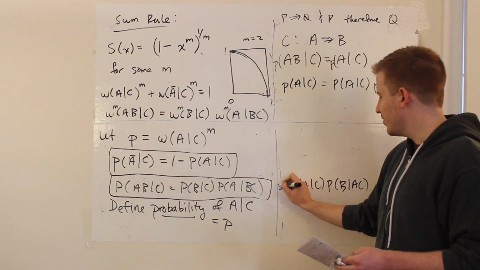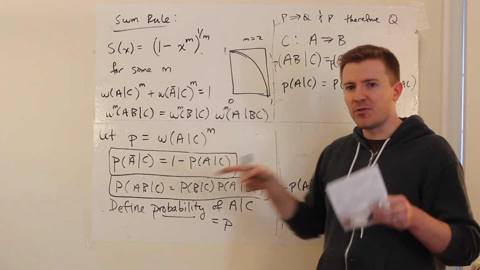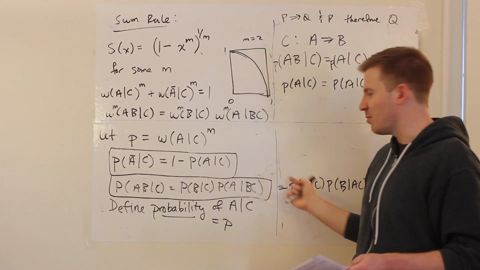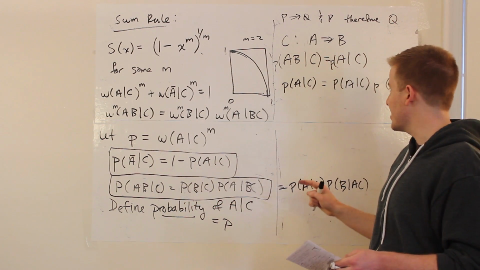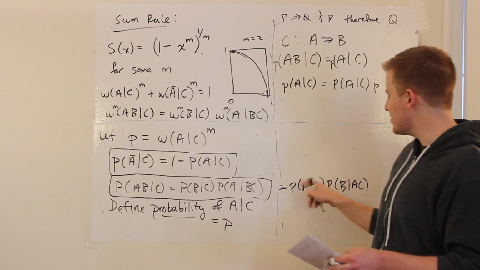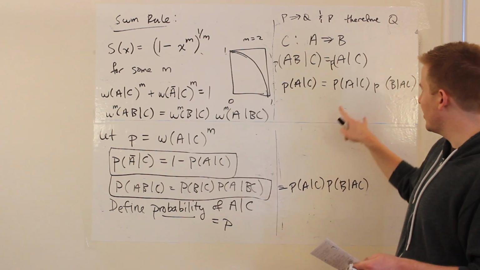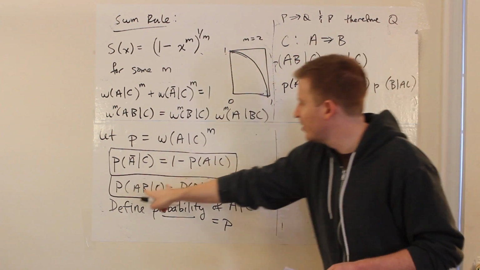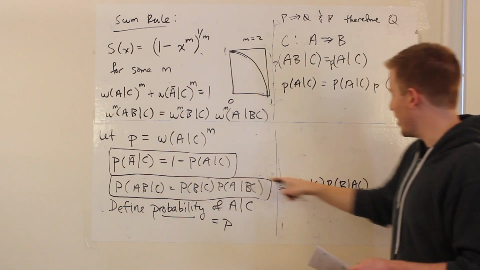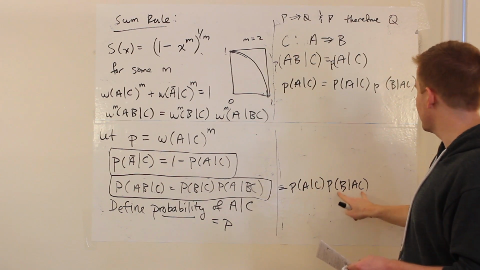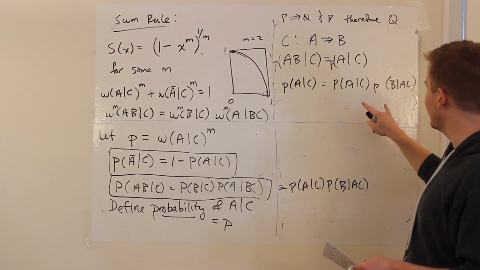And in fact, the availability of both of those decompositions is going to be what allows us to do Bayes' rule, and we'll get to that in a second. Okay, so we'll use this form of it, right? And we'll say that on the left-hand side we have probability of A given C, and on the right-hand side we have A given C times probability of B given AC.